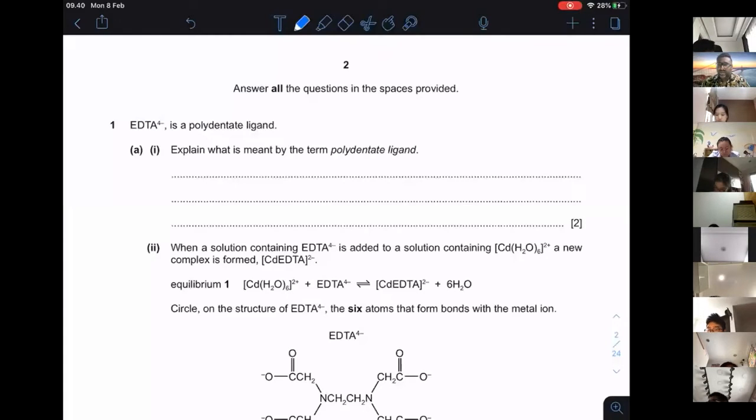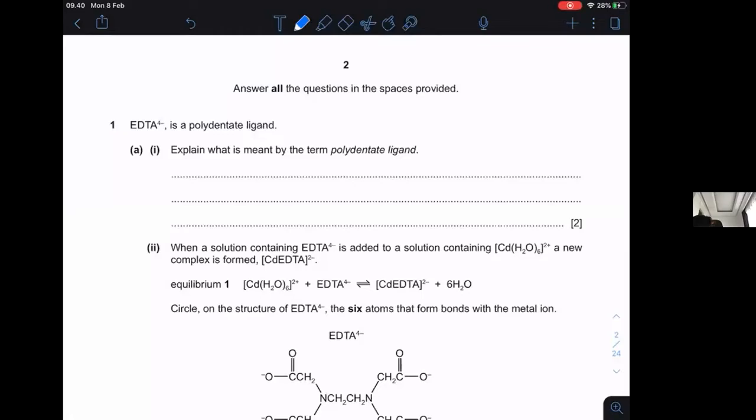Okay, what is meant by polydentate ligand? A polydentate ligand is a ligand that is able to form not only one, it can form more than one dative bond, because of its ability to donate the lone pair to the metal ion.